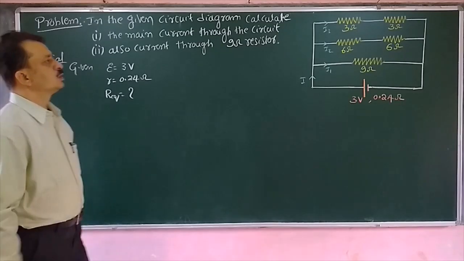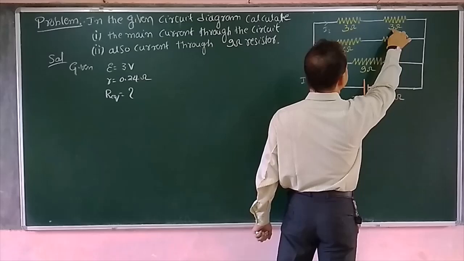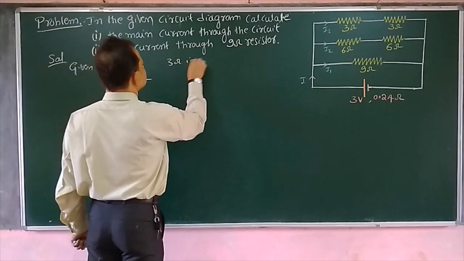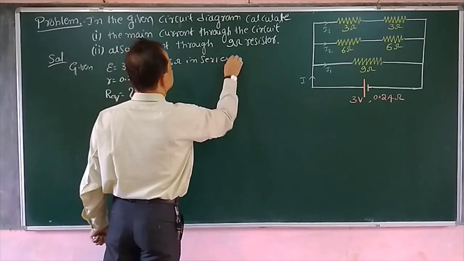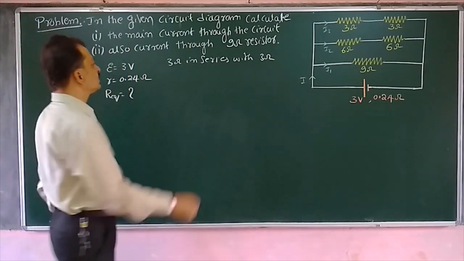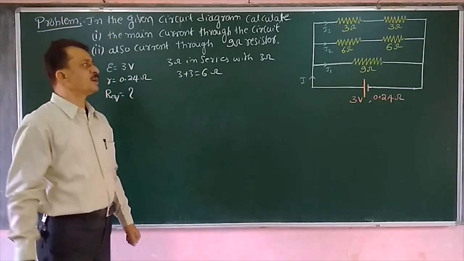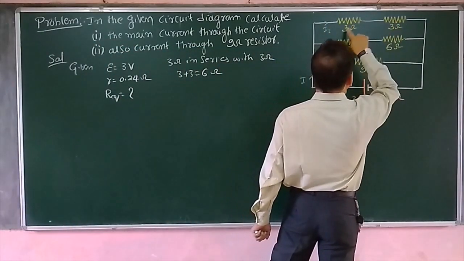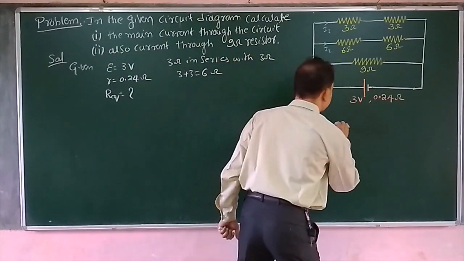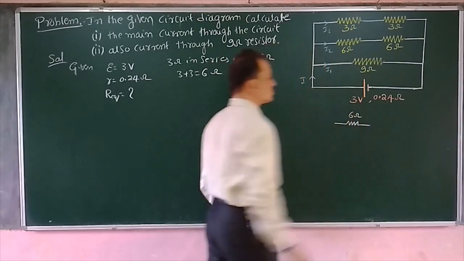Now look here carefully. In this branch 3 ohm is in series with 3 ohm. Now what is their equivalent? So 3 plus 3, that is equal to 6 ohm. So that means in this branch we can replace these two resistors by a single resistor of 6 ohm. I will write their equivalent in simple manner. Now this becomes a 6 ohm, first branch.